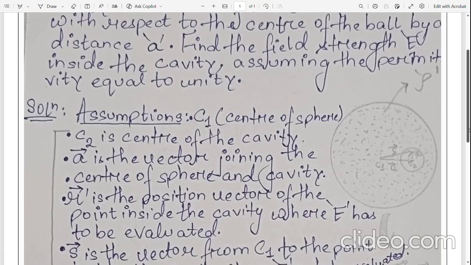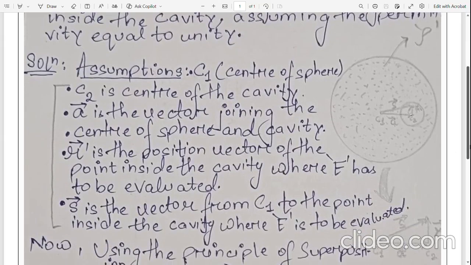Similarly, this s vector is the vector from C1 to the point inside the cavity where we have to evaluate E. So in this diagram, we have made a small cavity and we have made these vectors a, s and r dash. I've made them very clearly here. C1 is the center of the sphere, C2 is the center of the cavity, r dash represents the position vector from C2 to the point where we have to evaluate the field, and this s vector is the vector from C1 to that point.